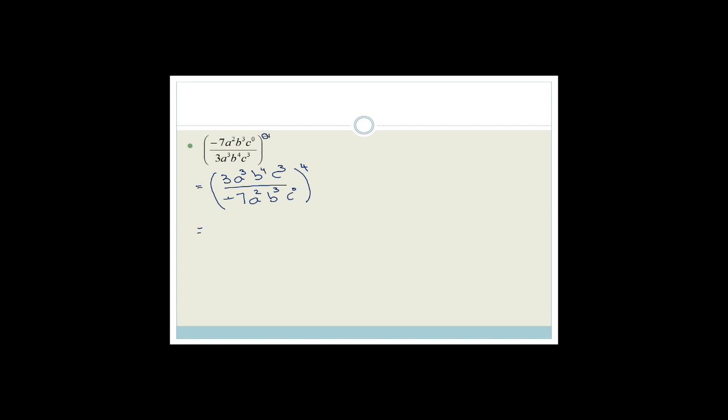So 3 over 7, nothing can be cancelled there. So we're left with our 3 and we're left with our minus 7. Now, I'm going to use a method that we spoke about before, where I'm going to look at just my a's and use the quotient rule. So I'm going to go a to the 3 minus 2. Then I'm going to look at my b's and go b to the 4 minus 3. Then I'm going to look at my c's and I've got c to the 3 minus 0.